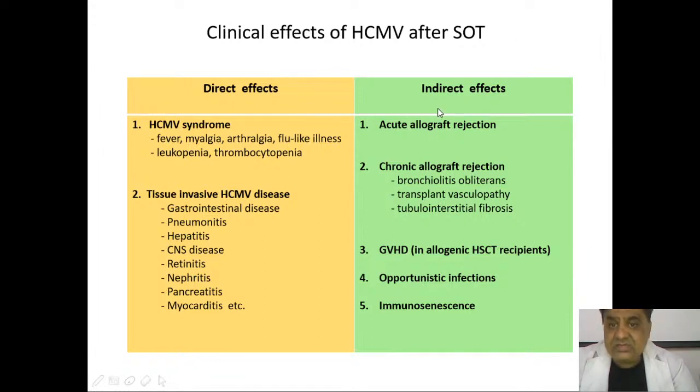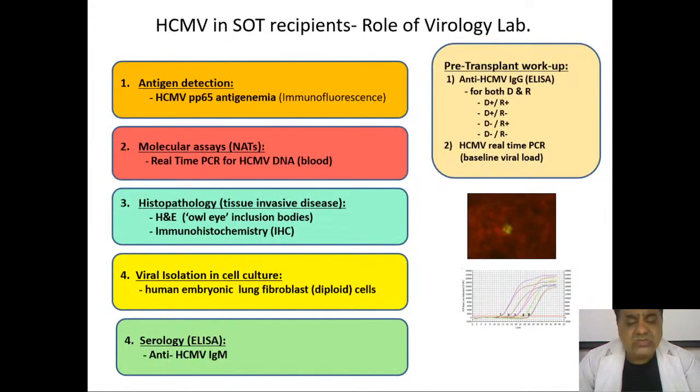Indirectly, the virus replicating in the body can contribute to acute or chronic allograft rejection, and in stem cell transplantation patients, HSCT, sorry, it can lead to graft versus host disease. This you will be taught in pathology in detail. Opportunistic infections is what I'm talking about, can happen with CMV. So CMV alone is a risk factor for other opportunistic infections. CMV itself is an opportunistic infection, but it also predisposes to other opportunistic infections in these hosts. And it also contributes to immunosenescence, or aging of the immune system, if it replicates for long times at high levels in individuals. How do we diagnose CMV?